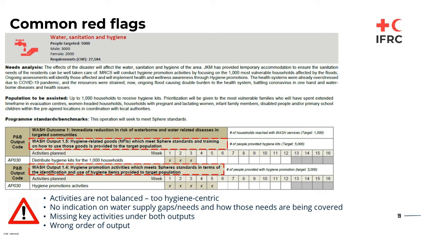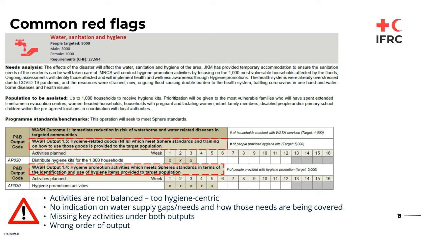In addition, activities mentioned here are not taken from the standard list and are also missing some key accompanying activities. For example, hygiene promotion activities should be accompanied with needs assessment and selection of target groups, key messages and communication methods, and potentially also training of volunteers. But in this case, none of these activities were mentioned under output 1.4.